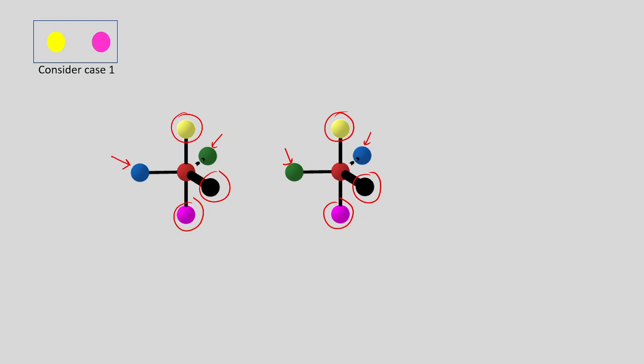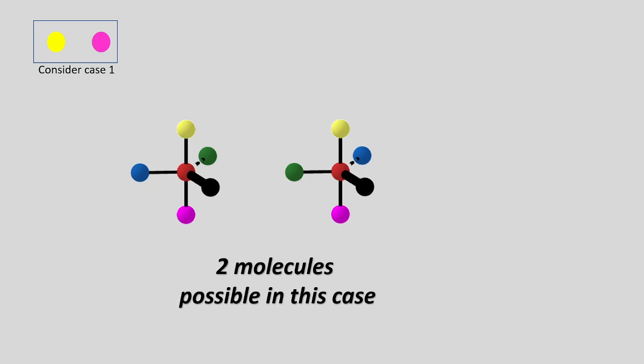Because what more can you do? Maybe you can go for superimposing the yellow, pink and the blue. You can try that, but then you will not have green and black superimposed. So these are the only two molecules in case 1, if you follow the logic. Similarly, you will have two molecules possible in all the 10 cases. That's why you will have 20 stereoisomers, and they would look like this.